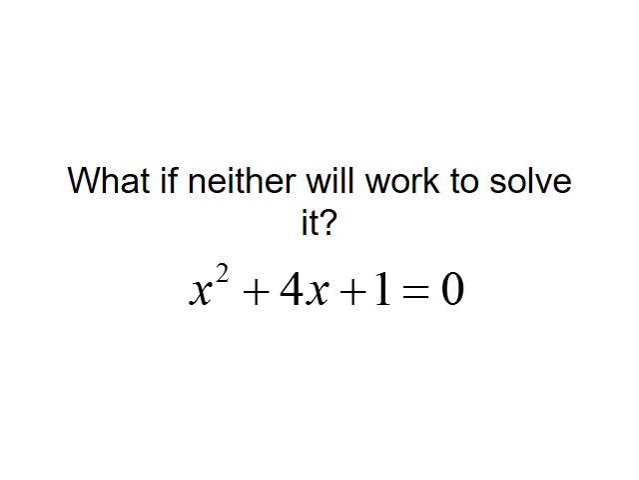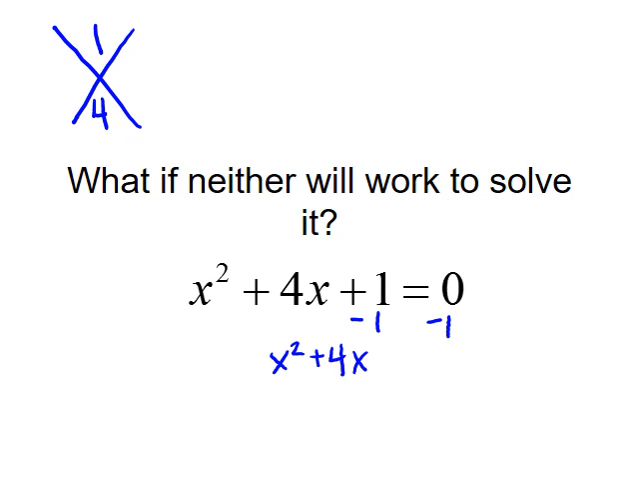But what happens if neither of those options work? For example, in this case, if I multiply first and last, I have 1, but my middle term is 4. There's no factors of 1 that can get me to 4. I also have 3 terms, so I can't use difference of squares. If I try to move stuff to one side, I still have an x squared and an x. So that doesn't get me anywhere either.